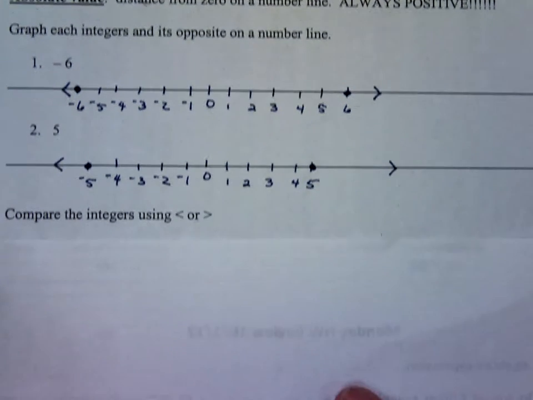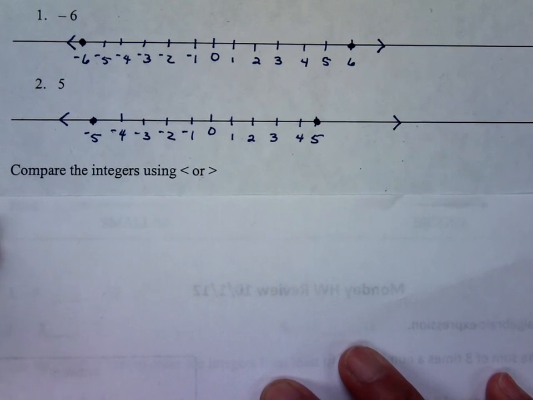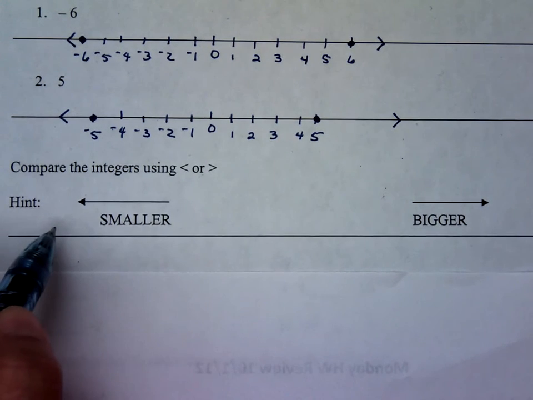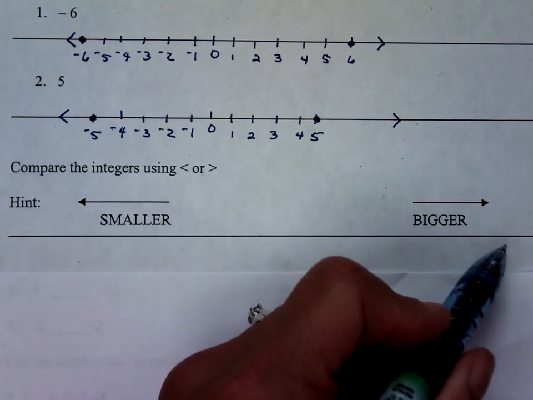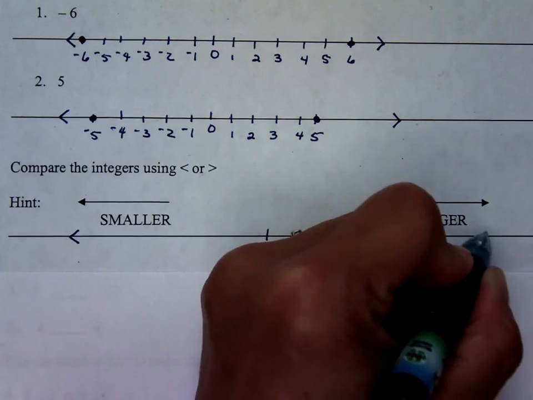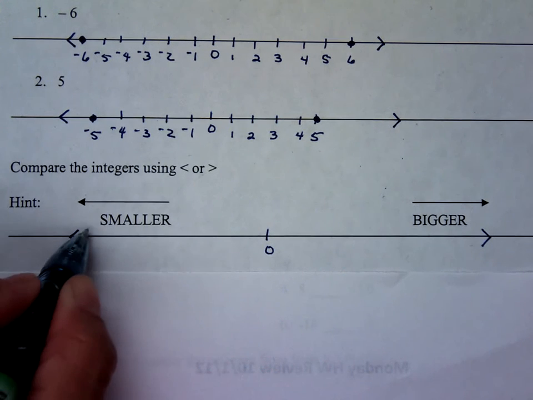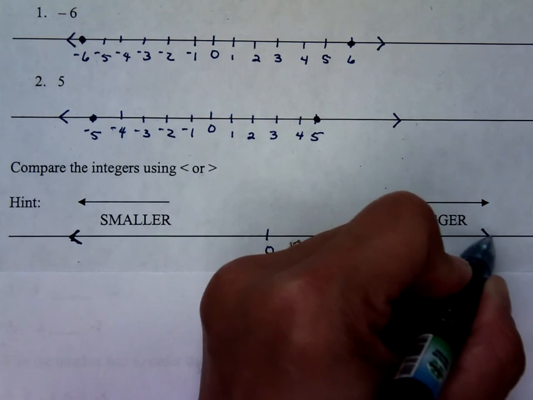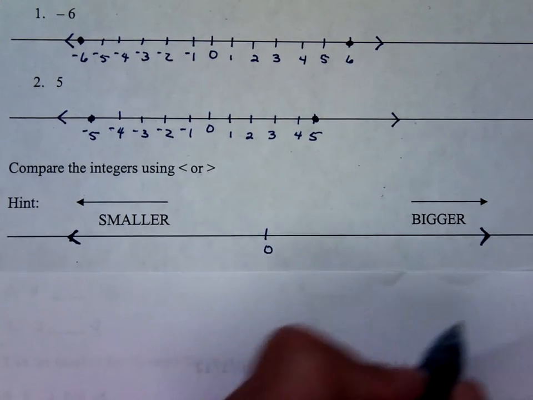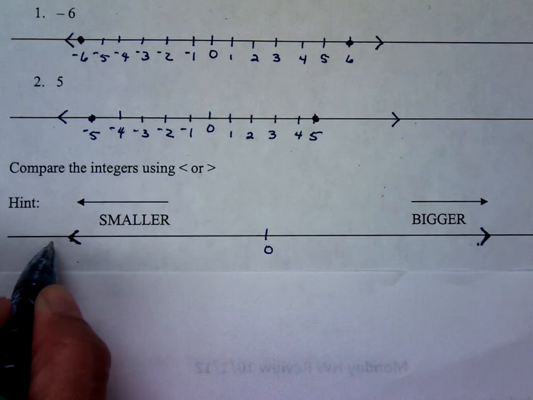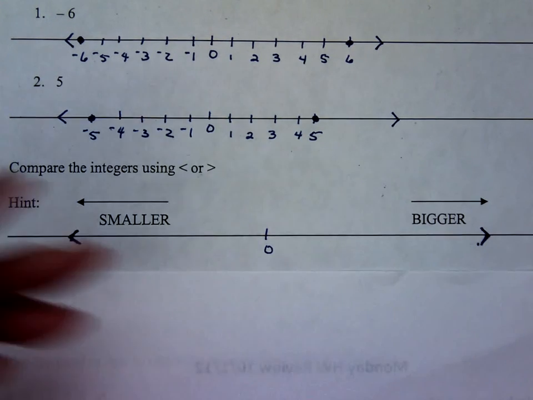Here's the next direction. It says to compare the integers using less than or greater than. Here's a hint. Any number that is on the left-hand side is always smaller. Any number that is on the right-hand side is bigger. So if this is your number line, here's your 0. Remember your arrow. The way I remember less than is that the arrow is pointing to the less than place, and greater than is that the arrow is pointing to the right-hand side. So anything on the left-hand side is always going to be smaller, and anything on the right-hand side is bigger.